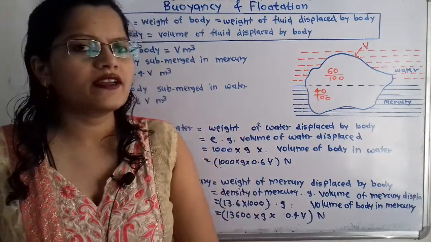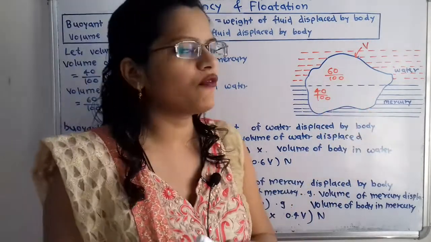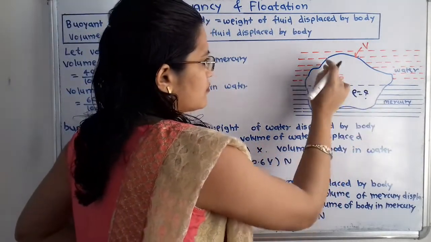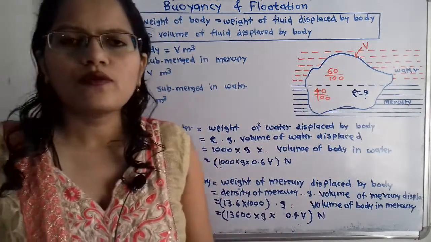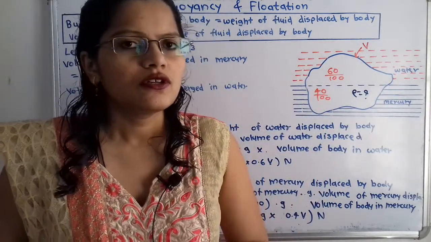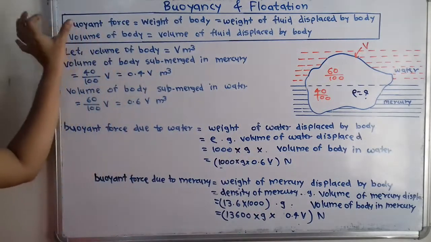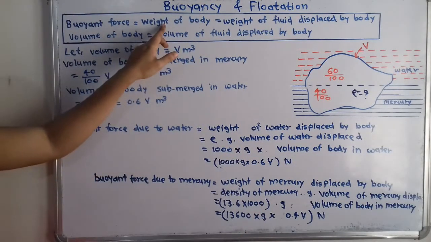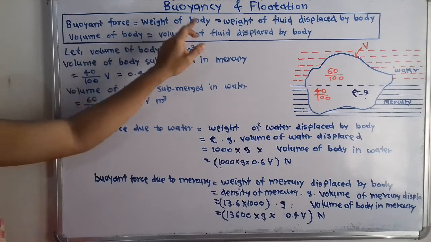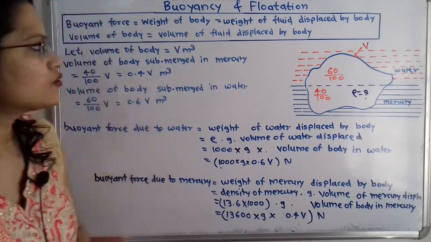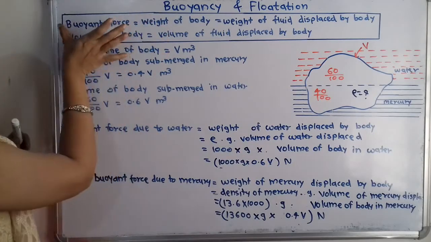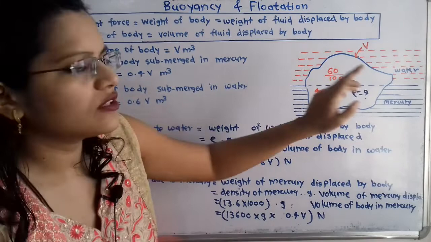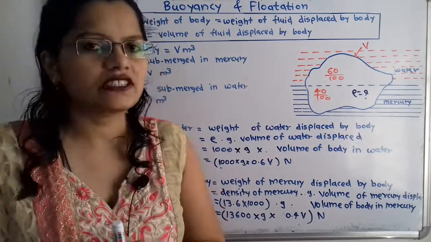Now we have to find out the density rho of this body. So I will write here, we have to find out rho is equal to question mark for this body. So what is this rho? If we observe here, buoyant force is equal to weight of body, and weight is rho into G into volume of body. So when we use this formula, buoyant force is equal to weight of body, then we can find out this value of rho, that is density.